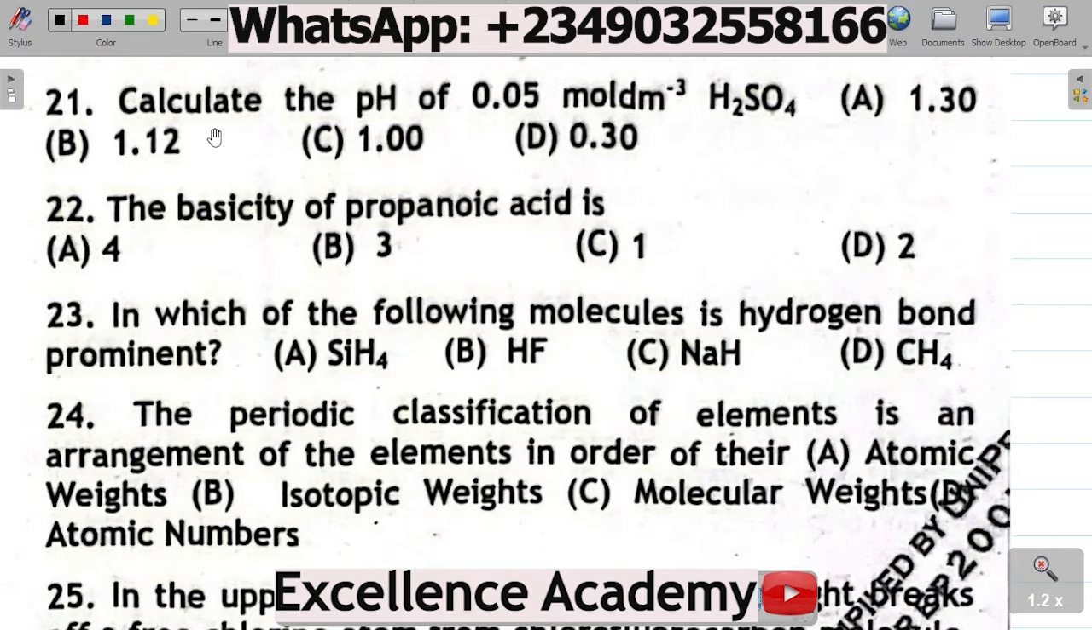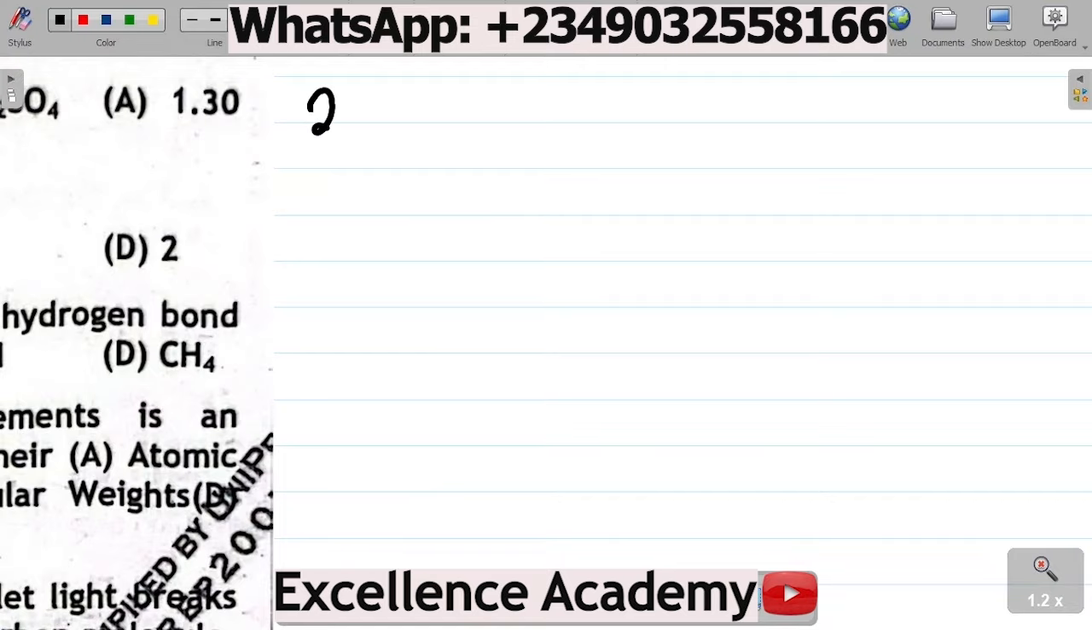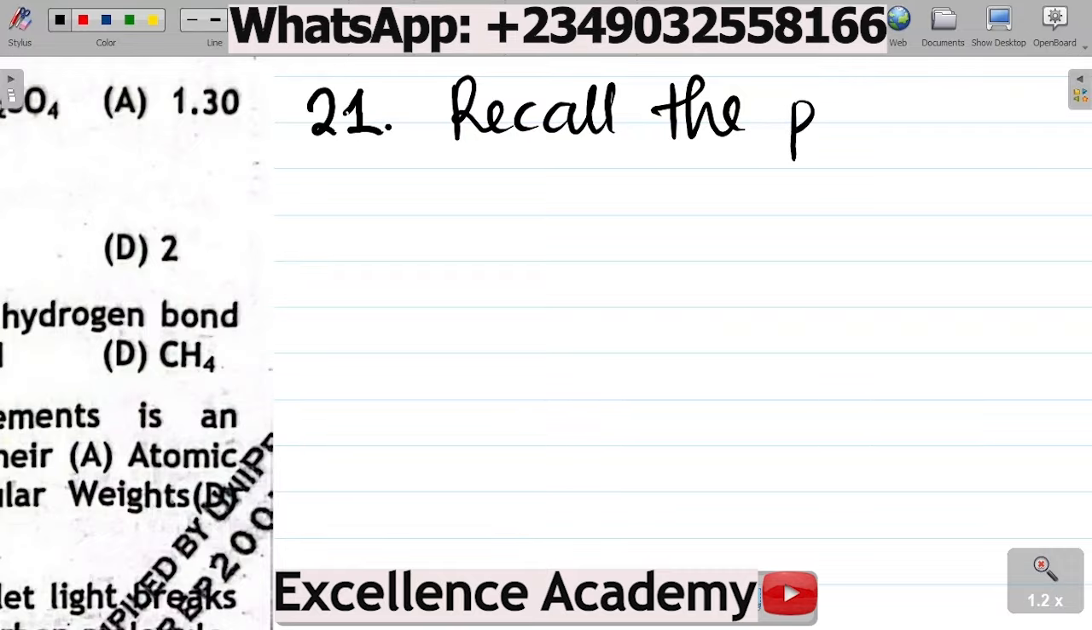Question 21 says, calculate the pH of 0.05 mole per dm cubed H2SO4, that's sulfuric acid. A, 1.30. B, 1.12. C, 1.00. D, 0.30. Okay, so how do we solve this question? For question number 21, the first thing we want to do here is to recall the pH formula.